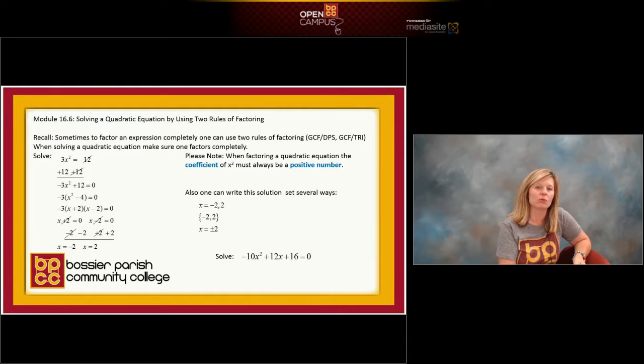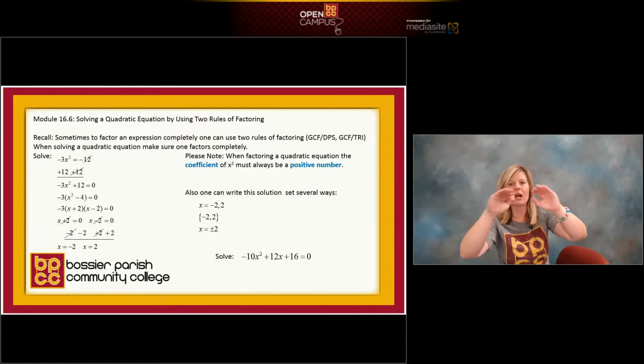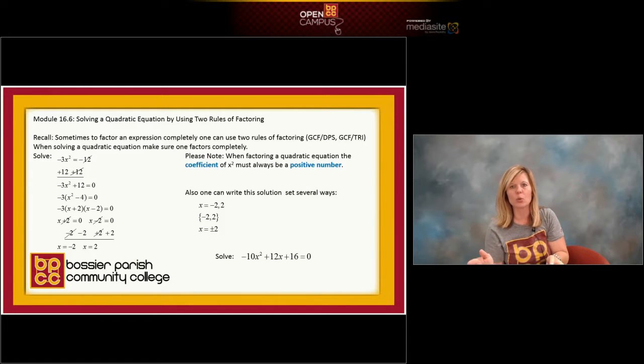One of the things I want you to also note here is how to write your solution correctly. Depending on the author of your textbook and your instructor, they may have a specific way they want you to write your solution set. One way to write it is just as you see, x equals negative 2, x equals positive 2. Another way to write it would be just to write x equals with the two answers separated with a comma. A third way to write it would be put your solution in grouping symbols that are called braces. You guys call them squigglies. Now, braces are not like parentheses or brackets. They do not mean multiply. Braces just are holding symbols to hold answers.